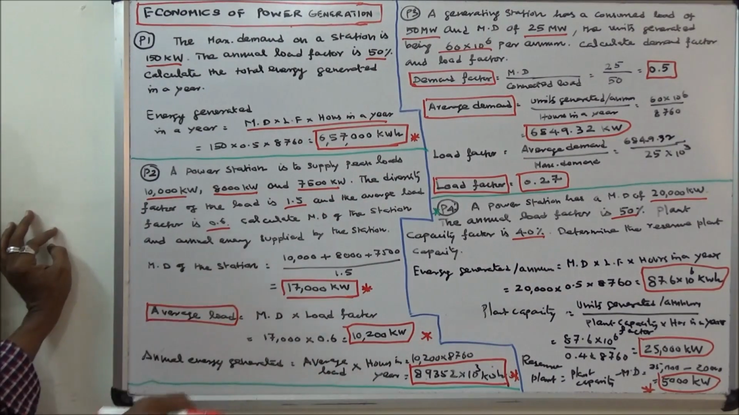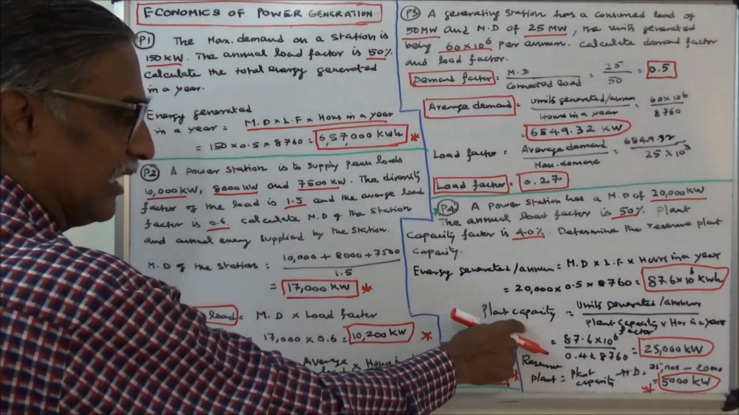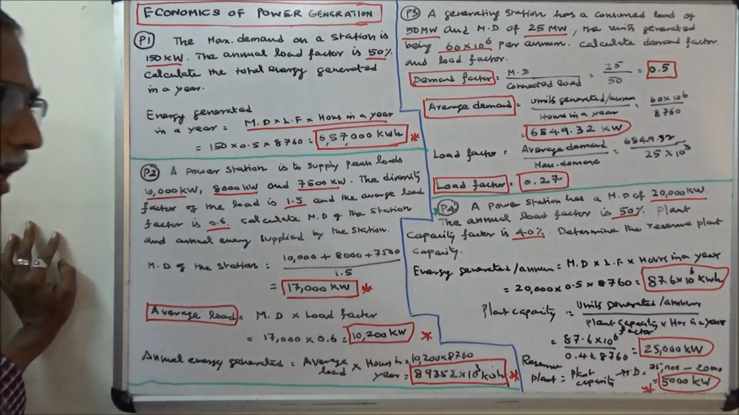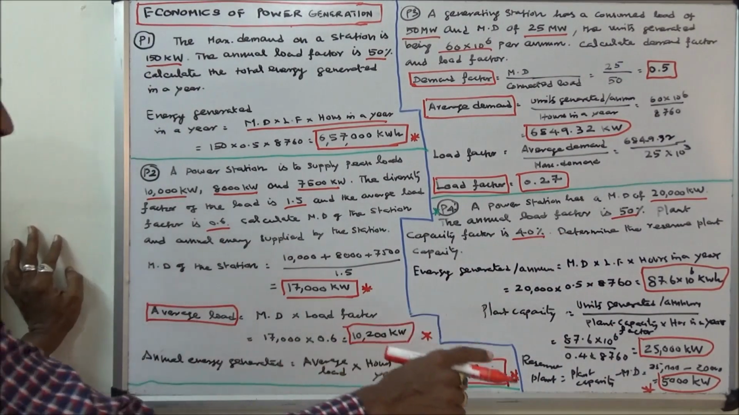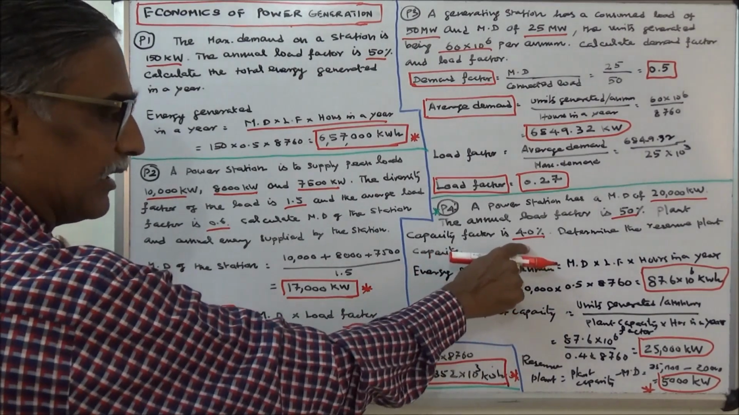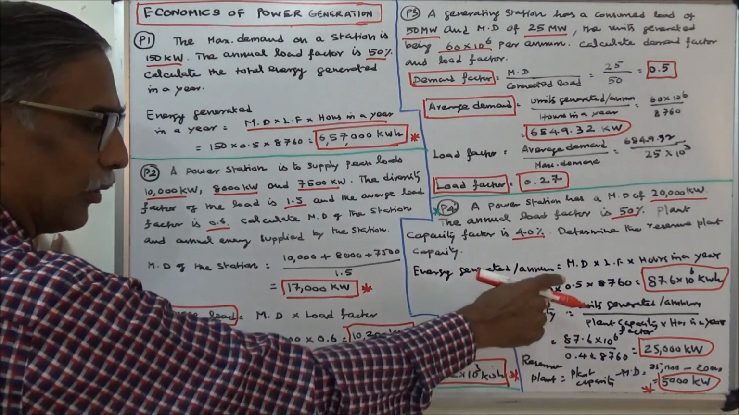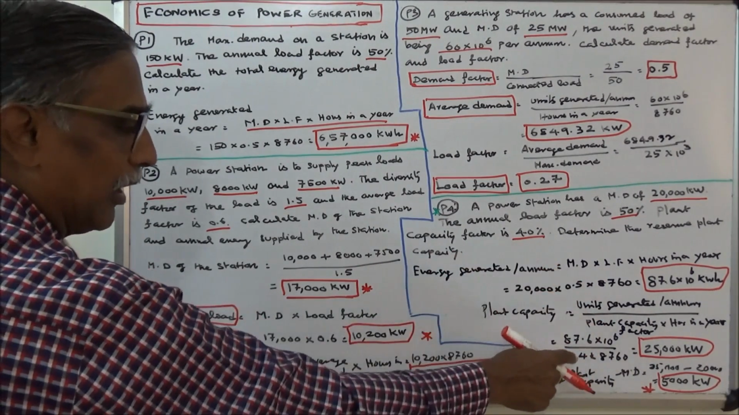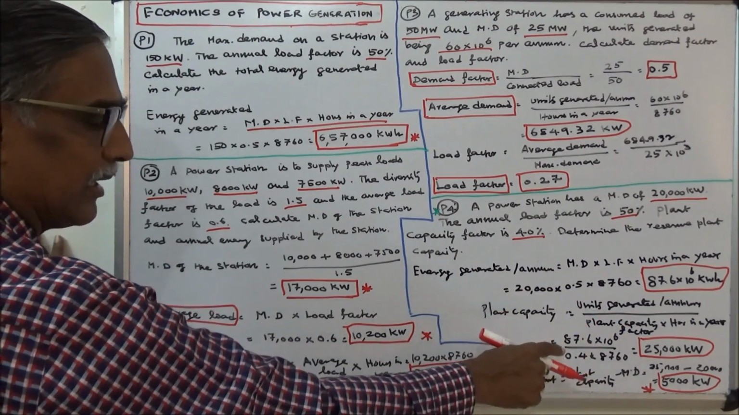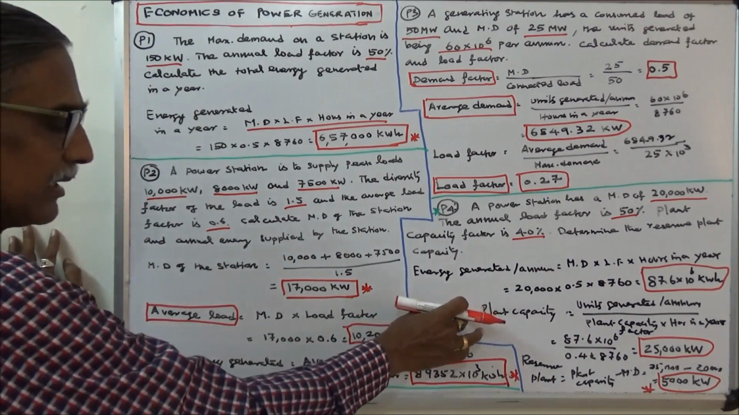Next we have to calculate the plant capacity. Plant capacity factor is equal to units generated per annum divided by plant capacity into hours in a year. Plant capacity factor is given 40%. Therefore, plant capacity is 87.6 into 10 power 6 divided by 0.4 into 8,760, that is equal to 25,000 kilowatts. That is the plant capacity.